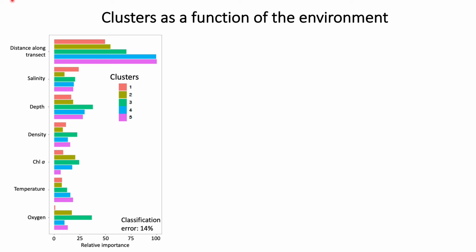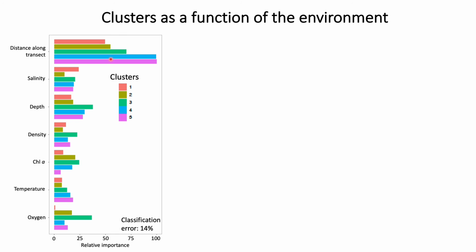Let's look at the clusters as a function of the environment. What we see here is similar to the last slide: the importances of the environmental variables in predicting the different clusters. On the y-axis, we have the variables sorted generally from top to bottom according to their importance, and the x-axis shows that importance scaled to 100 for better comparison. The bars are color-coded according to their cluster.